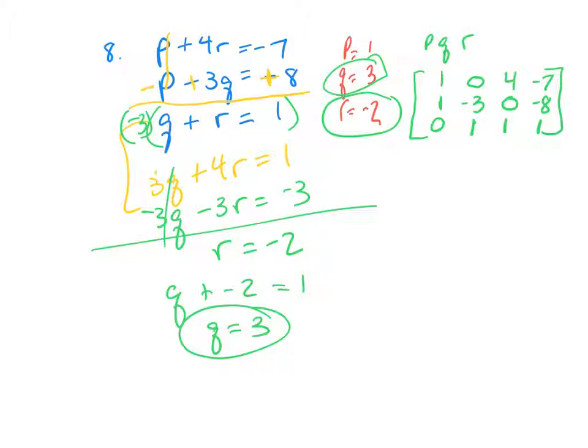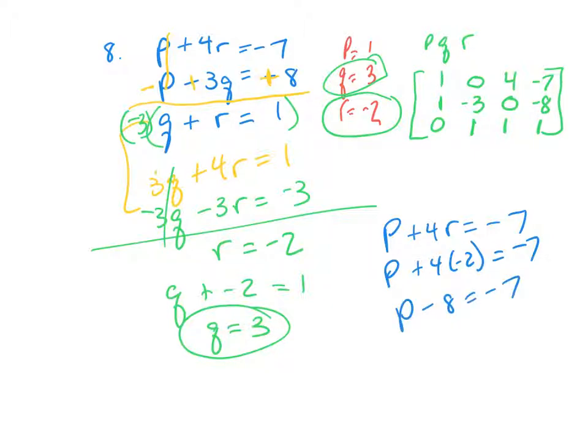So I go back to the original equation, P plus 4R equals negative 7. I know R, I don't really need Q for that one. So P plus 4 times negative 2 equals negative 7. P minus 8 equals negative 7. Add 8 to both sides, P equals 1. Got that one too. So I found all three by using elimination.